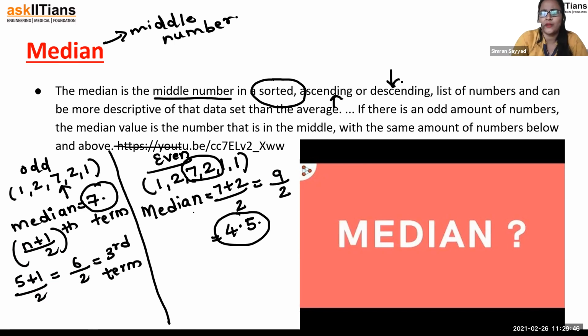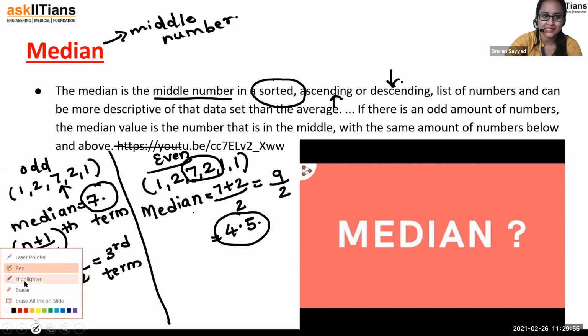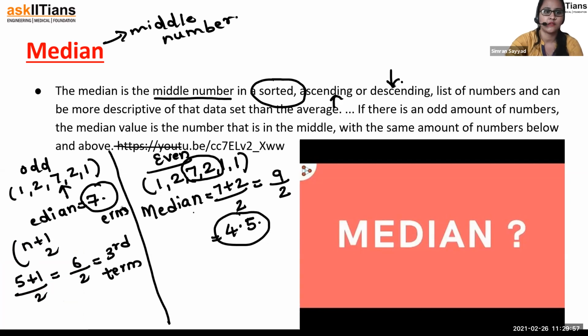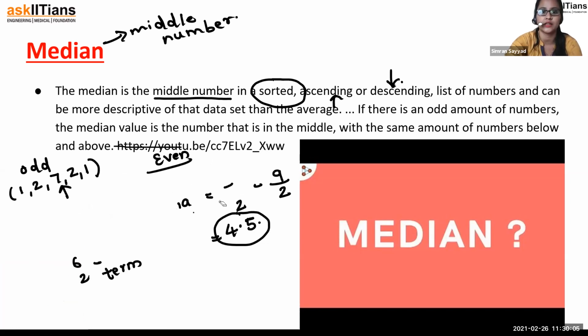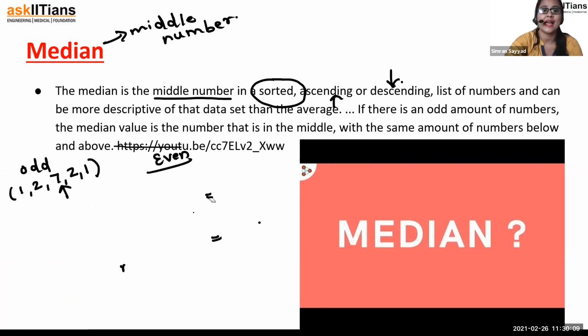Oh, I think we forgot something. Yes, we forgot to arrange it in ascending order. Yes or no? We forgot to arrange it in ascending order. Let's quickly do that. The first step was that it should be sorted. It should be arranged in proper ascending order. So we will quickly arrange it in ascending order, and then only we have to get the rest of the part.